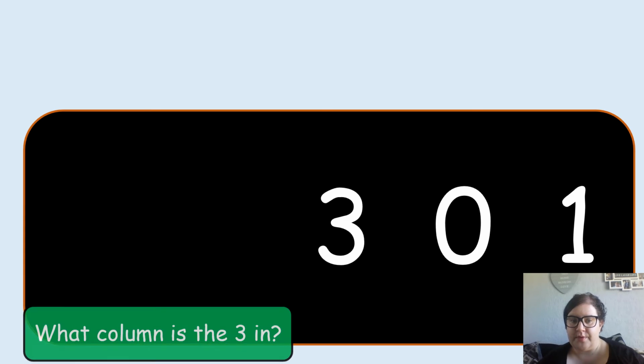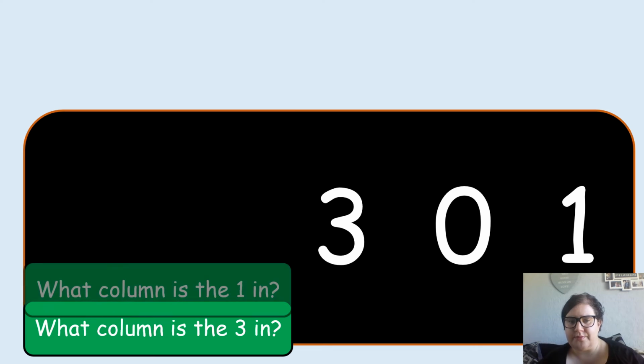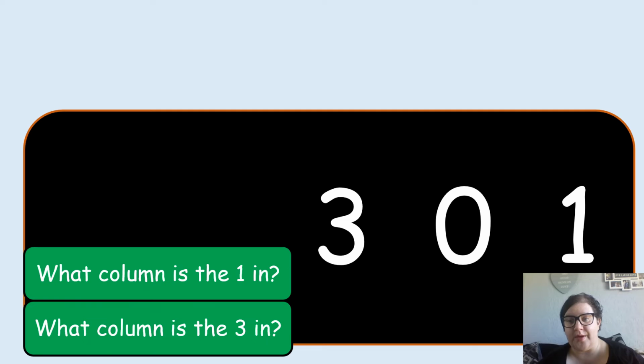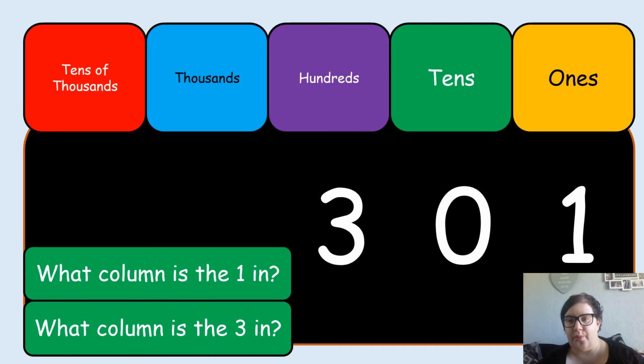This number, we've got 3 digits here, 3, 0 and 1. What column is the 3 in? Is it in the ones, the tens or the hundreds? What column is the 1 in? Is it in the ones, the tens or the hundreds? Let's have a look. The 1 is in the ones column, so that digit represents the number 1. The 0 is in the tens column, so there are no tens in this number. And the 3 is in the hundreds column, so that number represents 300. Okay?